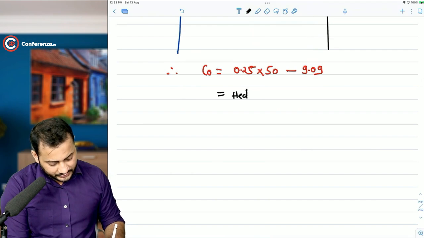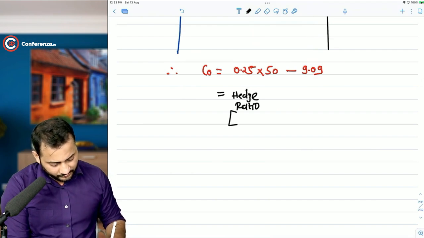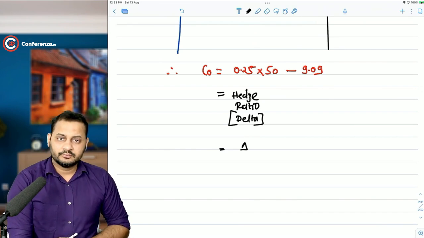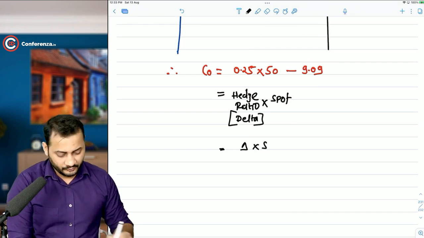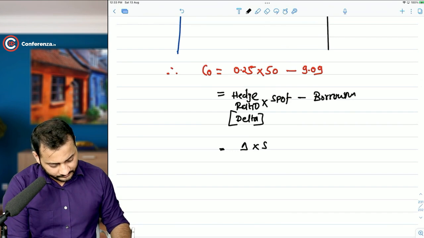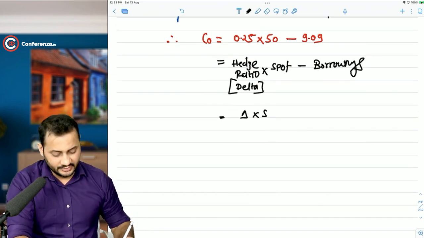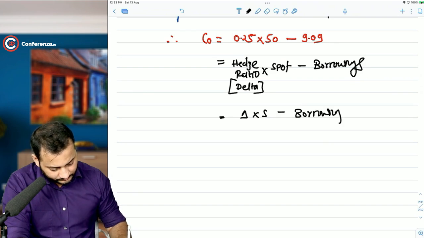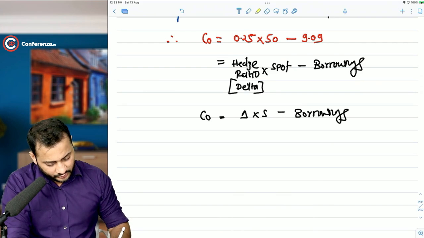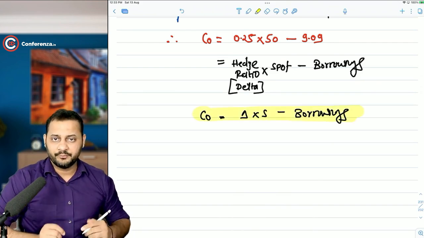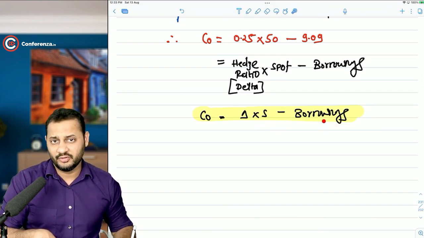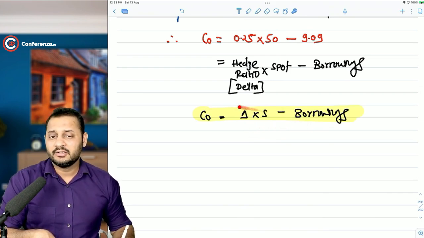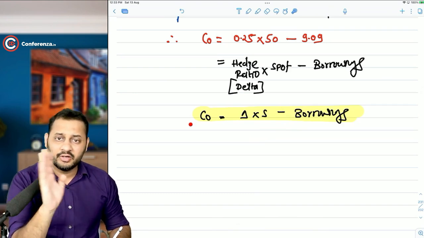0.25 is called the hedge ratio. The other name for this is delta, and the symbol is this. Hedge ratio multiplied by the spot price, minus borrowings. What is the borrowing? This 9.09 is the borrowing. So this is what your C0 should be. In order to calculate the value of the call option today, it should be exactly equal to the amount of investment required in creating this portfolio. Because if it is not equal to that, then the option will see either a fall in the demand or an increase in the demand.